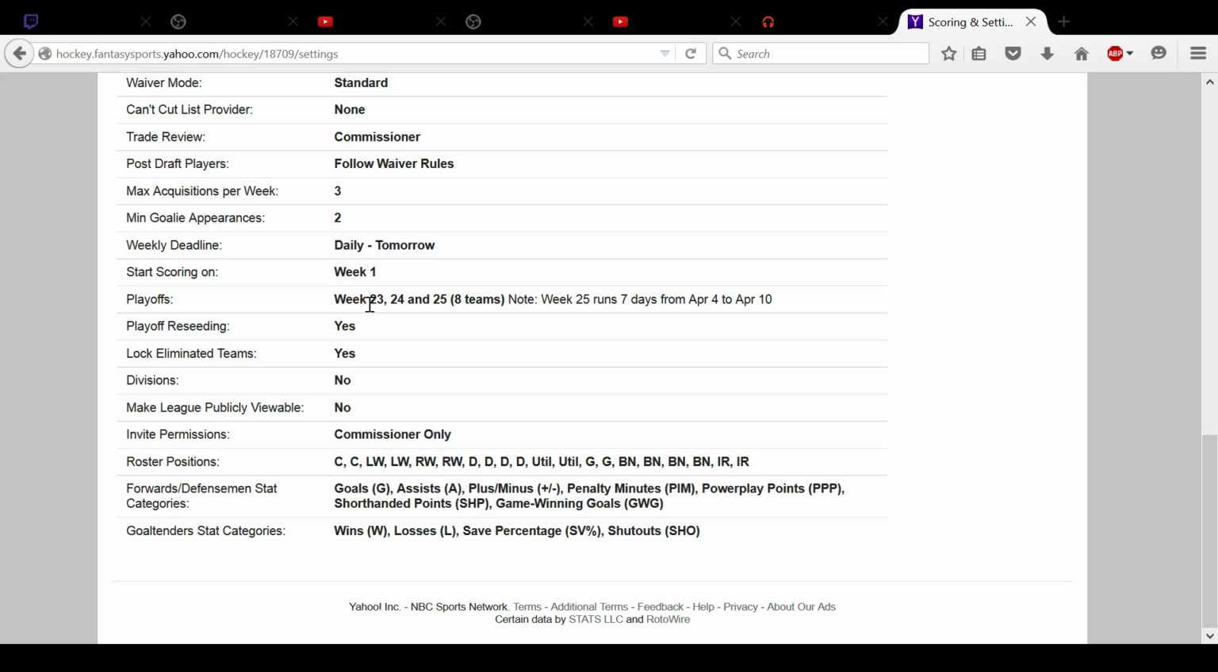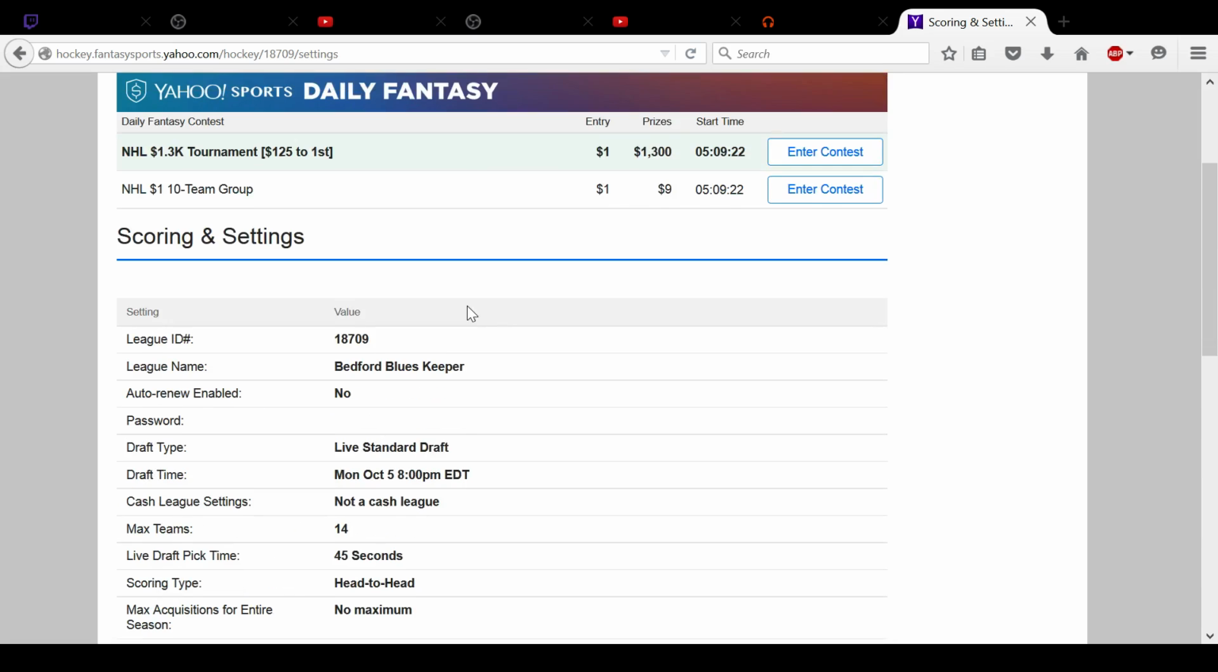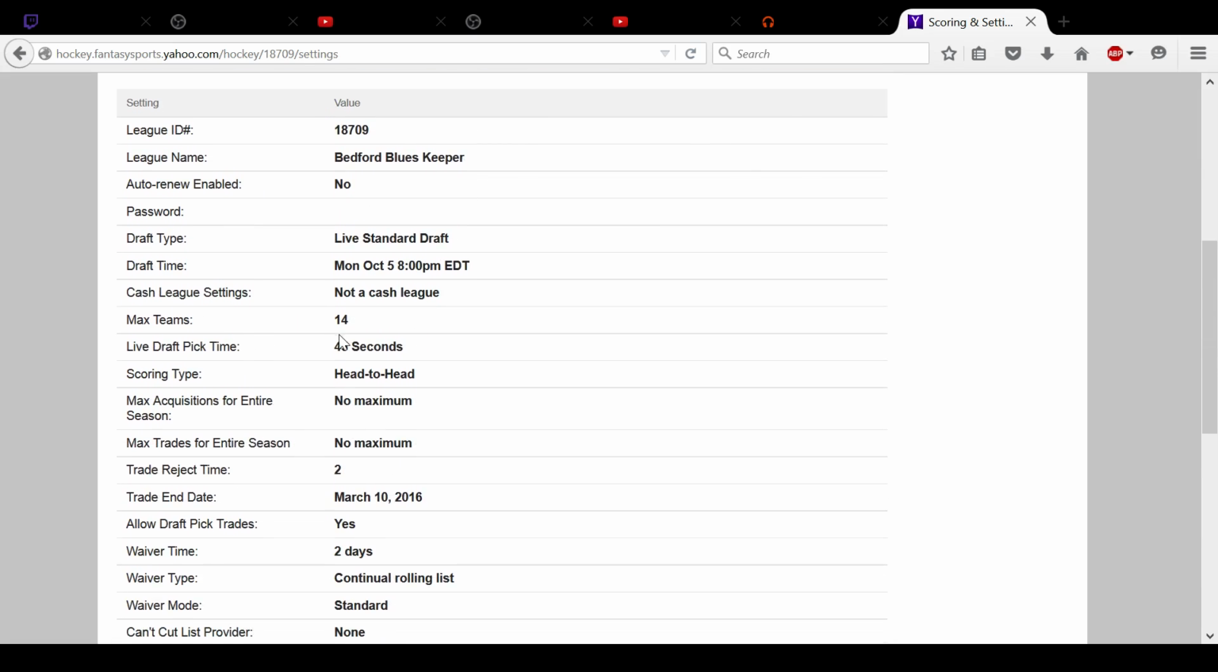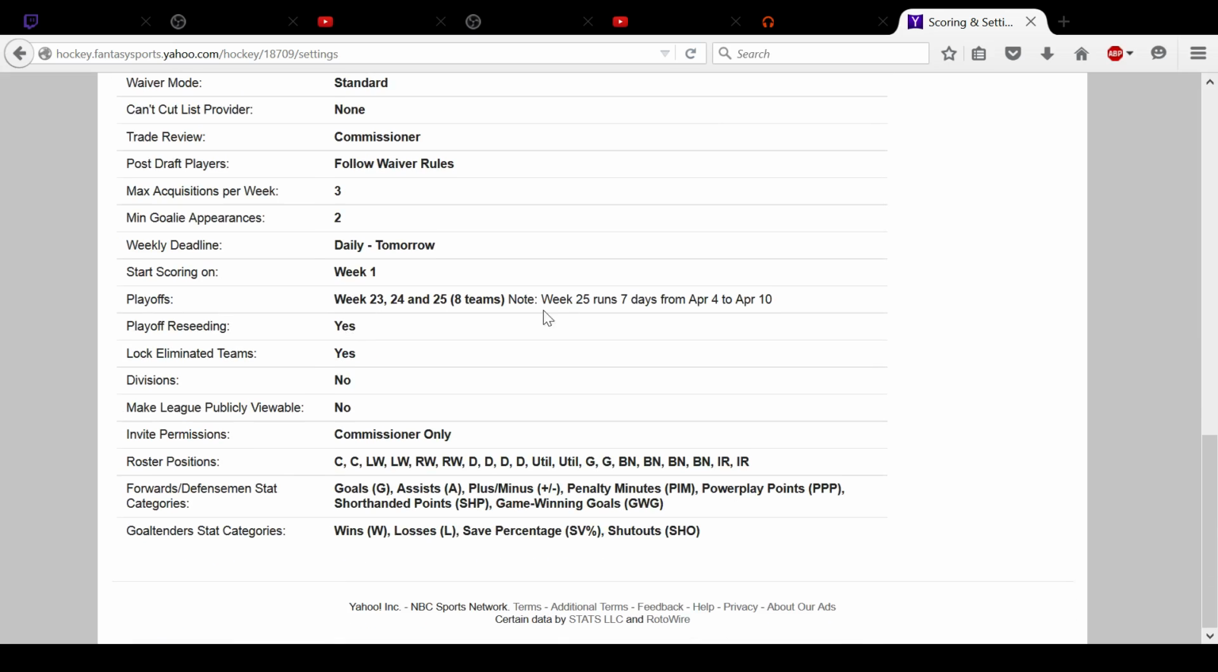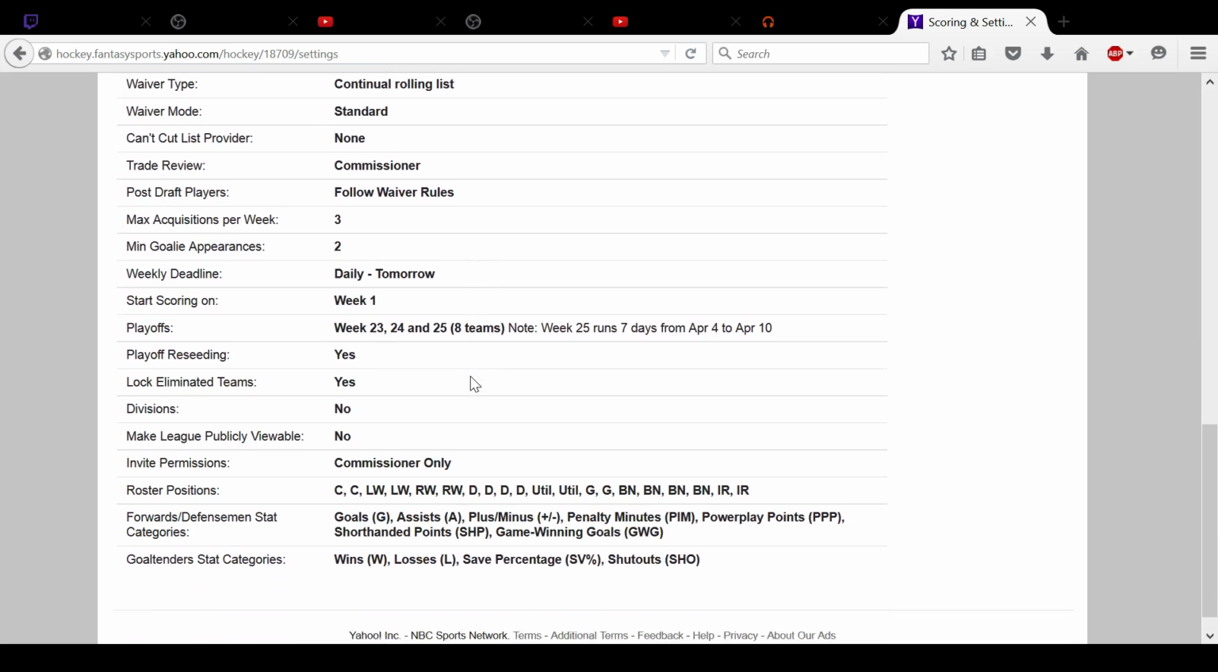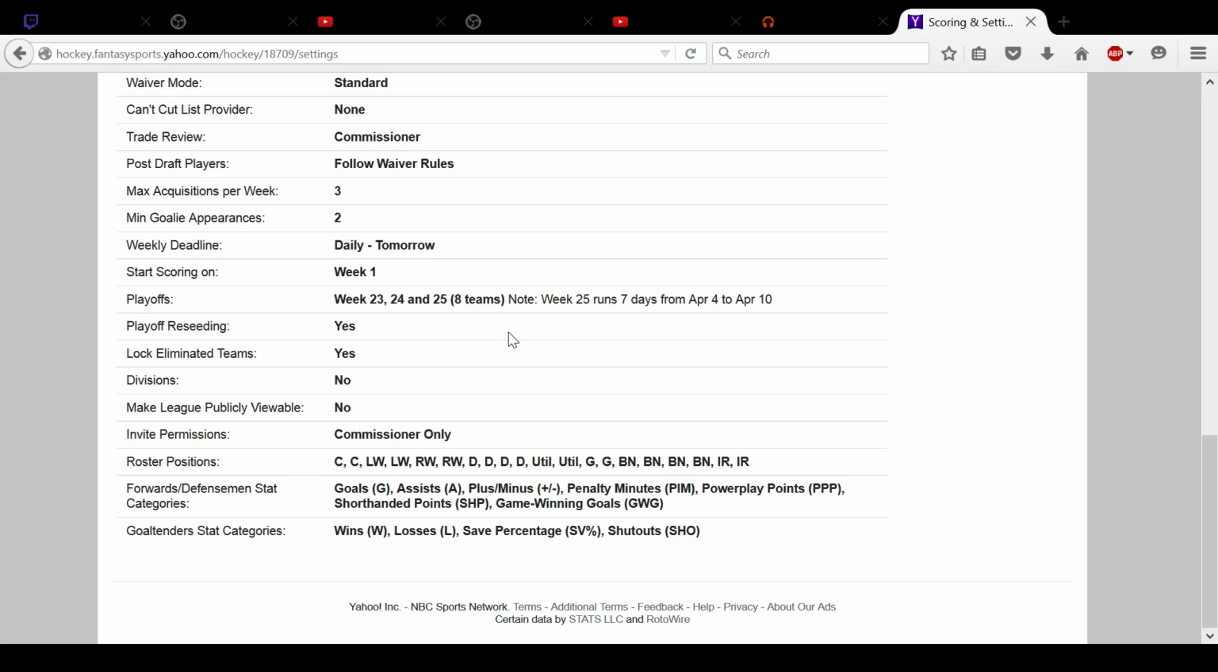And then the playoffs are weeks 23, 24, and 25, with 8 teams making the playoffs, and week 25 running for 7 days. Why would it run 7 days? I'm not sure. Again, 8 teams, that's a very important number to take note of relative to the max number of teams in the league, which is 14. So that means that slightly more than half of the teams will make the playoffs. So if you win more than you lose in this type of format, you're guaranteed to make it in.